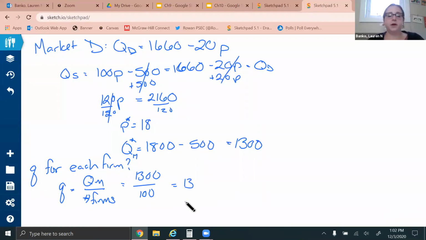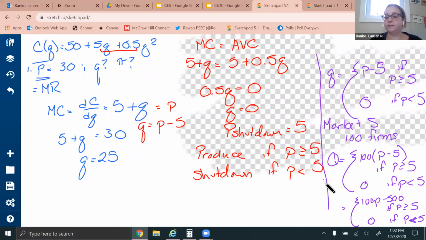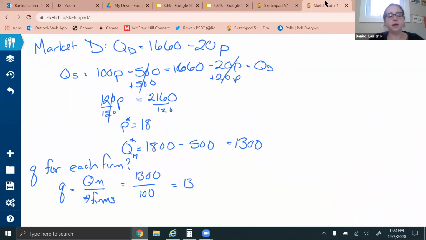You can also do this one other way. So knowing that the price is 18, you can go back to the firm supply function, which is up here. Price is 18, and you can put that here. So 18 minus 5 is also 13. You'll get the same answer either way. Both of those work. So good.